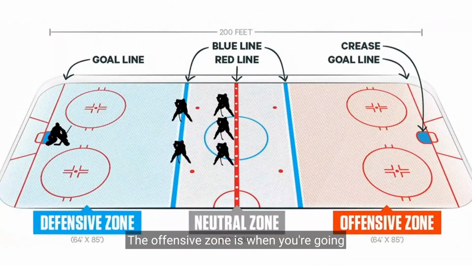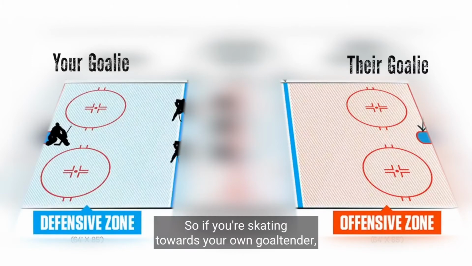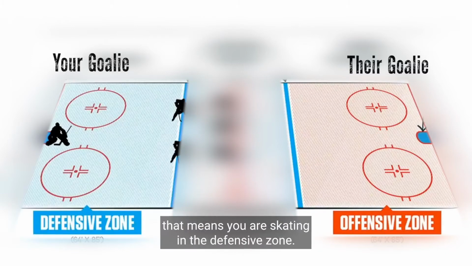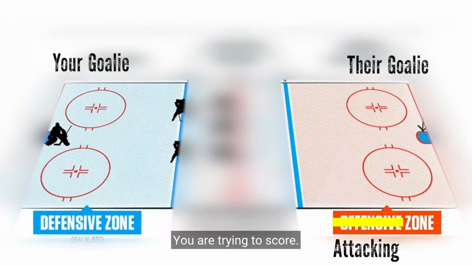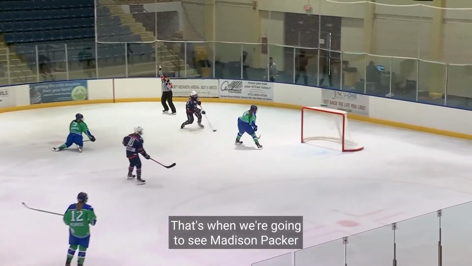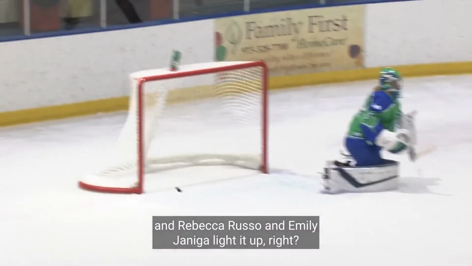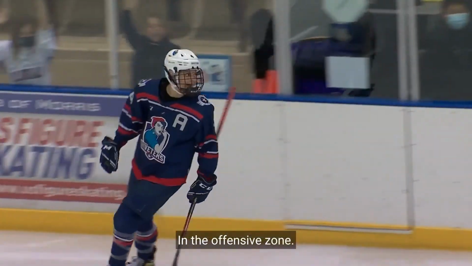The offensive zone is when you're skating towards the opposing team's goaltender. So if you're skating towards your own goaltender, that means you are skating in the defensive zone. If you are skating towards the opposite goaltender, that means you're skating in the offensive zone or the attacking zone, because you are attacking. You are trying to score. That's when we're going to see Madison Packer and Rebecca Russo and Emily Janiga light it up, right? In the offensive zone. That's when they're going to be shooting. So this is a pretty quick overview.